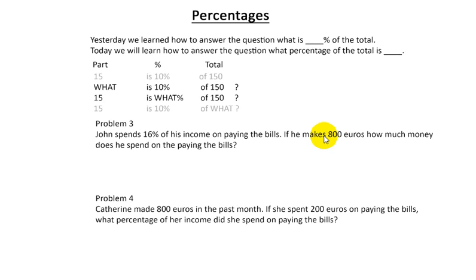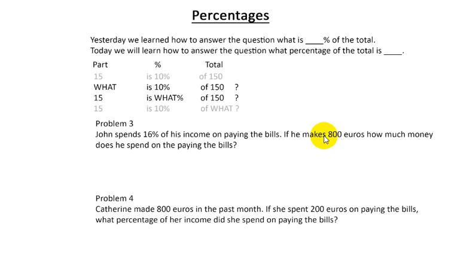So, and let's actually read problem 4 as well. Catherine made 800 euros in the past month. If she spent 200 euros on paying the bills, what percentage of her income did she spend on paying the bills? So I want you to pause the video, try and solve these two problems on your own, then unpause to see how they're solved. Okay, so pause the video in 3, 2, 1.